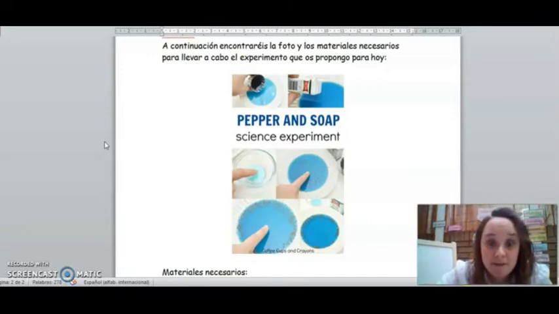And what will happen? This. When it was full of pepper, then you put your finger in it, and all the pepper flies away. And next to your finger, there's no pepper. So this is what happens when you wash your hands. When you wash your hands, all the virus go away from your hands. So that is why it's very important to wash our hands all the time.